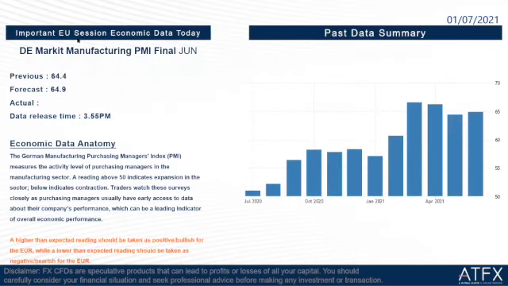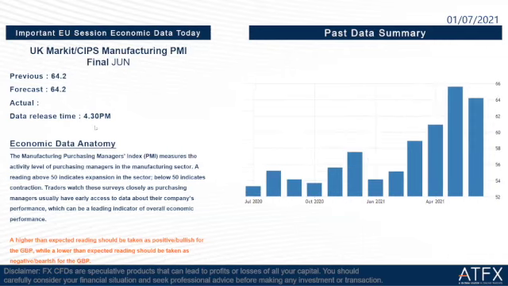the first economic data of the EU section. This one is the Germany manufacturing PMI final June. The previous is 64.4. The forecast is 64.9. The data release time is at 3:55 p.m. today afternoon. Okay, so a higher than the expected reading should be taken as positive, bullish for the euro dollar. Okay, while a lower than the expected reading should be taken as negative or bearish for the euro dollar.